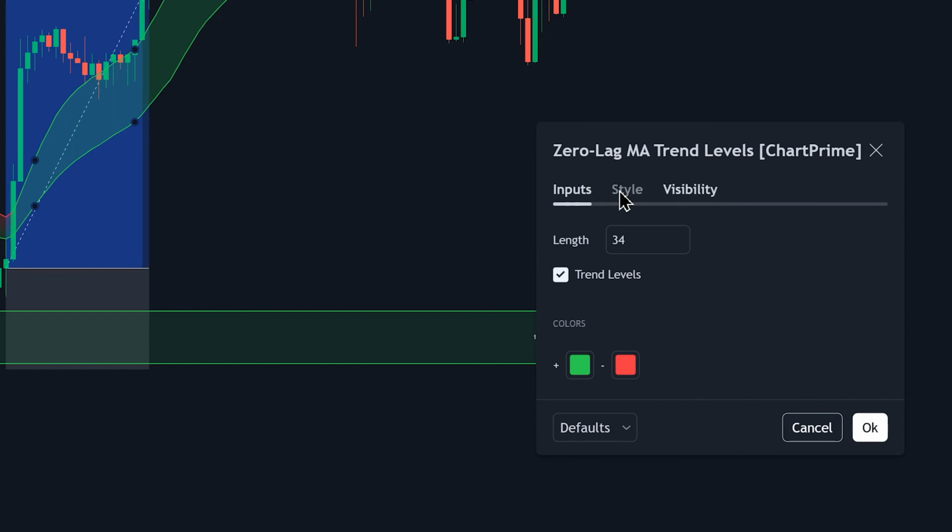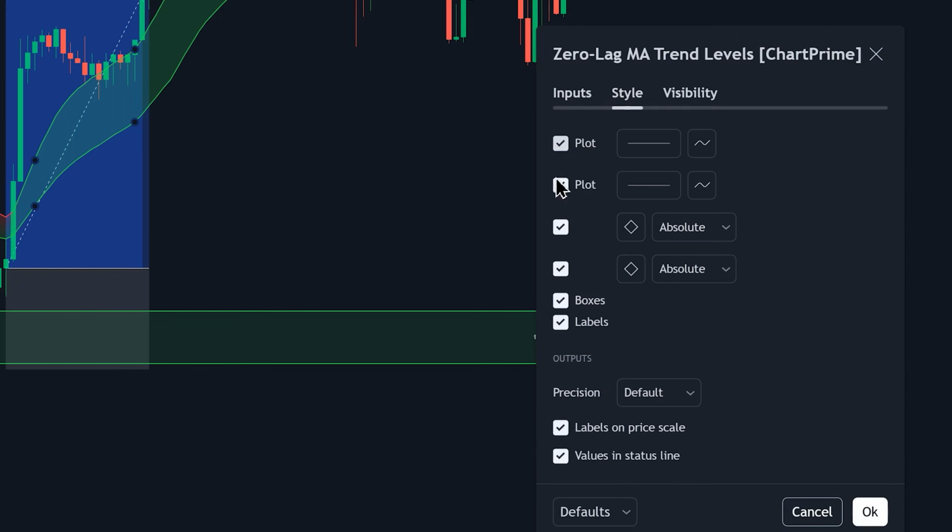The style tab is going to offer several options that you can choose to toggle on or off. For me, I'm going to disable the first 2 plot options. After you've made your changes, click OK.